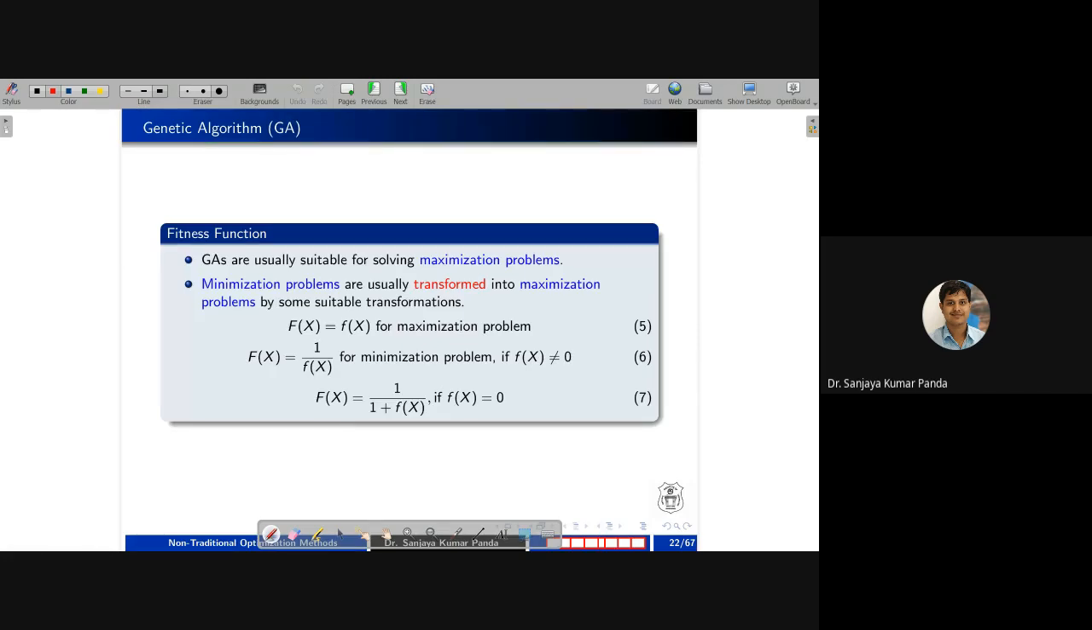Now, initially, genetic algorithms are targeted at solving the maximization problem. They are not targeted at the minimization problem. But as you know, minimization problems are transformed into maximization problems by some suitable transformations, right? So if a minimization problem is f of x and you want to transform it to a maximization problem, you can write 1 by f of x, or vice versa. But you have to ensure that f of x is not equal to 0. If f of x is equal to 0, then you have to write 1 by 1 plus f of x. In this way, you can convert a minimization problem to a maximization problem or a maximization problem to a minimization problem.